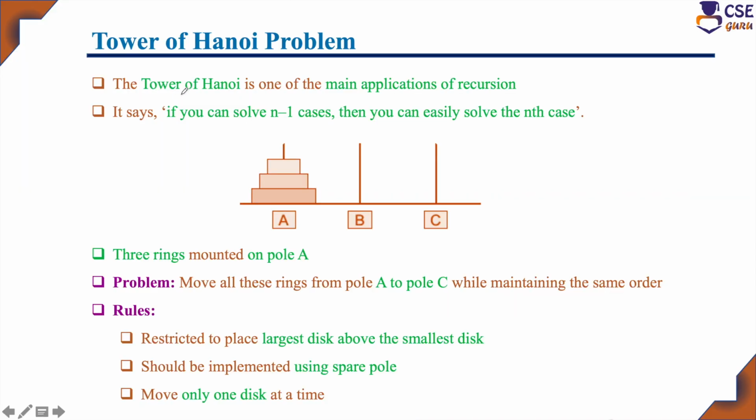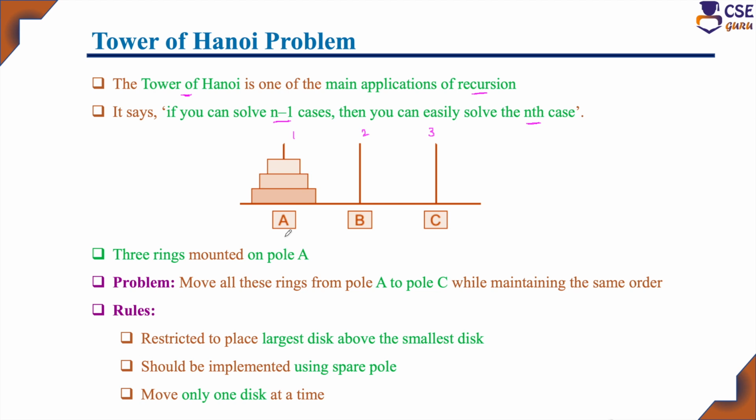Tower of Hanoi problem is one of the main applications of recursion. What do you mean by recursion? Any function that calls itself is called recursion. What this Tower of Hanoi problem insists is that if you can solve n minus 1 cases, then you can easily solve the nth case. If the nth problem is given, and you are able to solve n minus 1 cases, you will get the nth problem solution. That is the meaning.